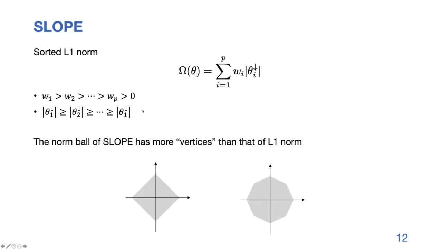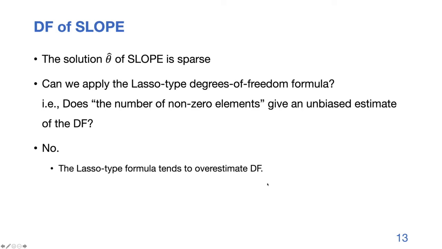And regarding the difference from lasso, the norm ball of SLOPE has more vertices than that of the L1 norm. For example, in 2 dimensions, the L1 norm ball looks like a square. On the other hand, the SLOPE norm ball looks like an octagon, right? And the solution of SLOPE will be sparse. So this is the same property as the lasso. But the question is whether we can apply the lasso type degrees of freedom formula to the SLOPE solutions.